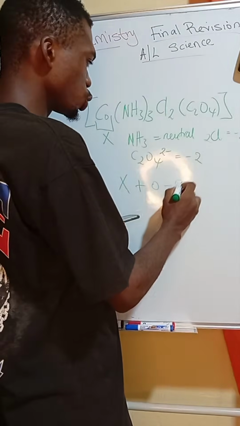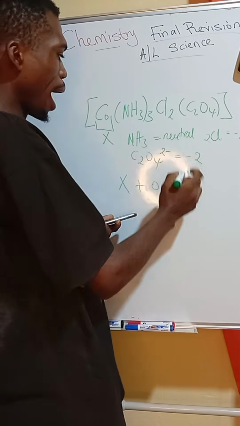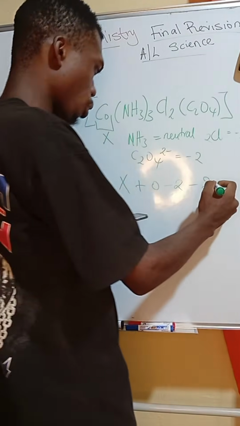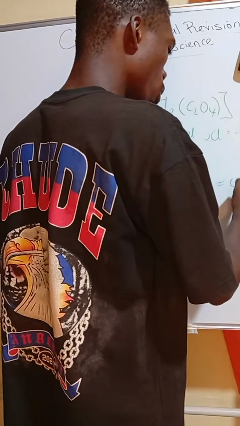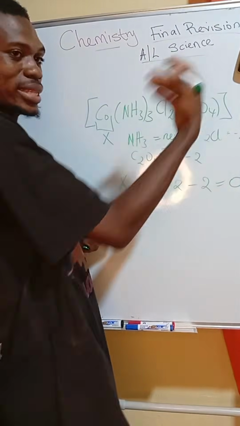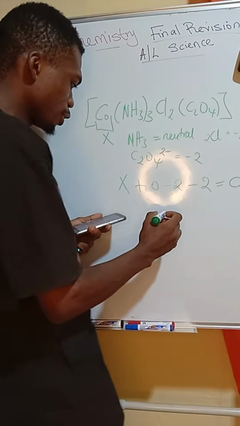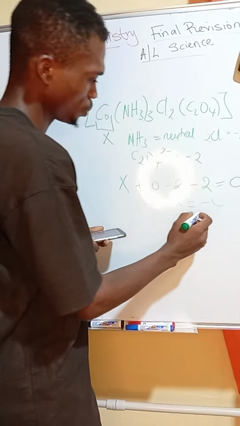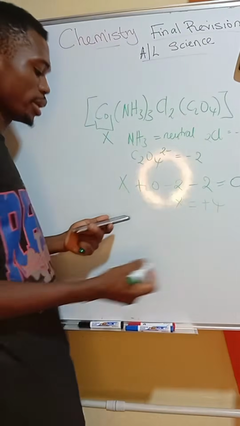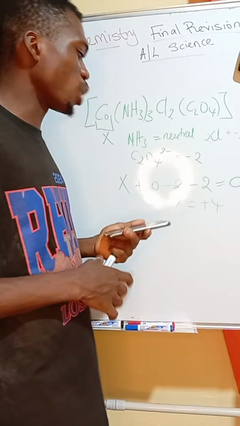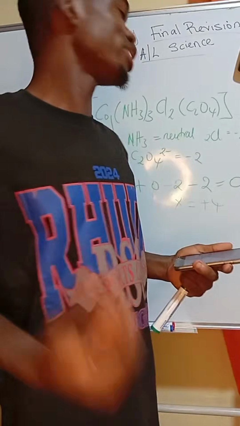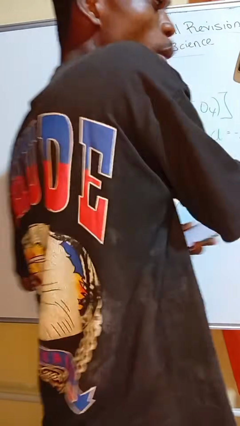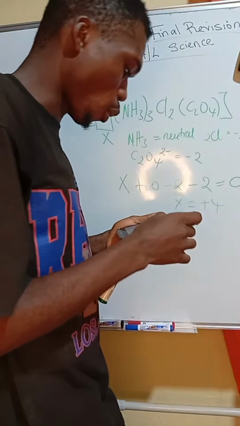Then -2 for chlorine, then again -2 for C2O4 2-. And you equate it to what? 0, because the complex ion itself is neutral. So when you do this, it's clear: X is positive 4. And what does X represent? The oxidation number of cobalt. So the oxidation state of cobalt in this complex is positive 4.